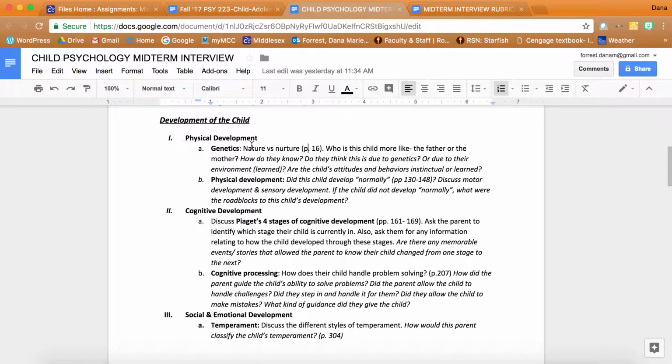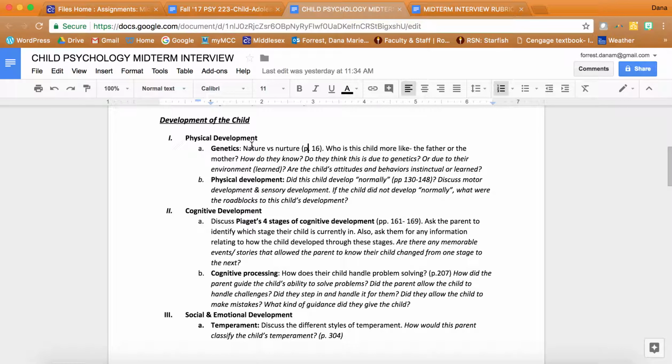So genetics, nature versus nurture. This basic concept, you're going to explain to them. Do children grow up and behave like one parent over the other? Why? Is that because it's instinctual, it's innate within them? Or is it based on learned behavior?